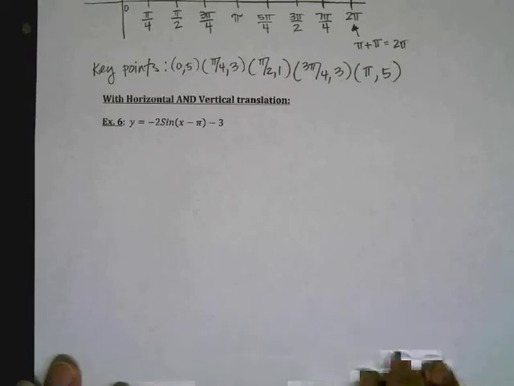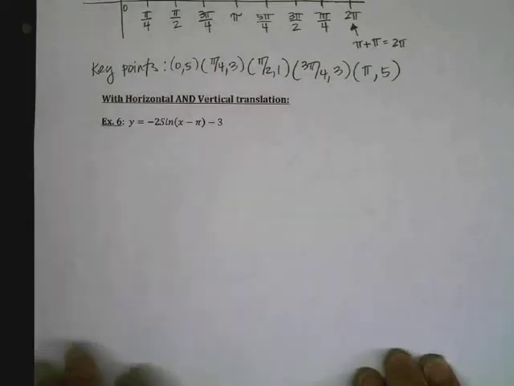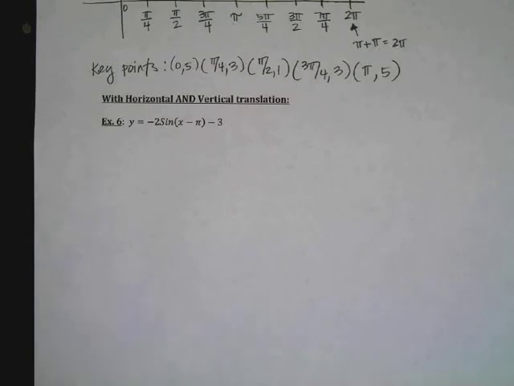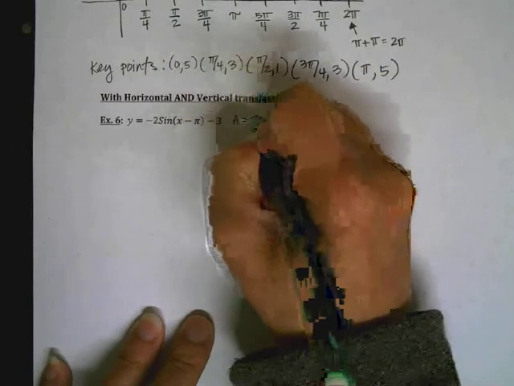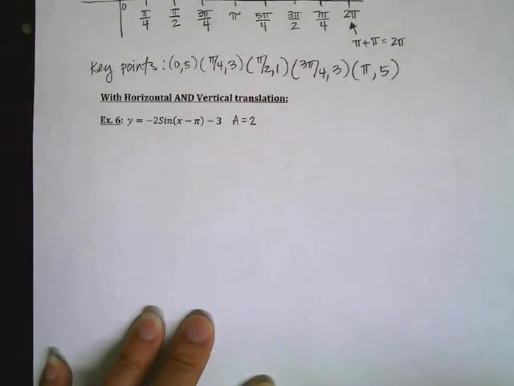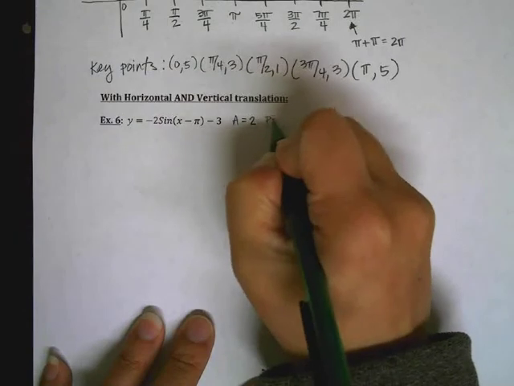So our very last example has both. It has horizontal and it has vertical. So obviously these are the ones that are going to be on your test or on your quiz. Start with our A. Remember, it's always positive. Negative tells you reflection. Period.